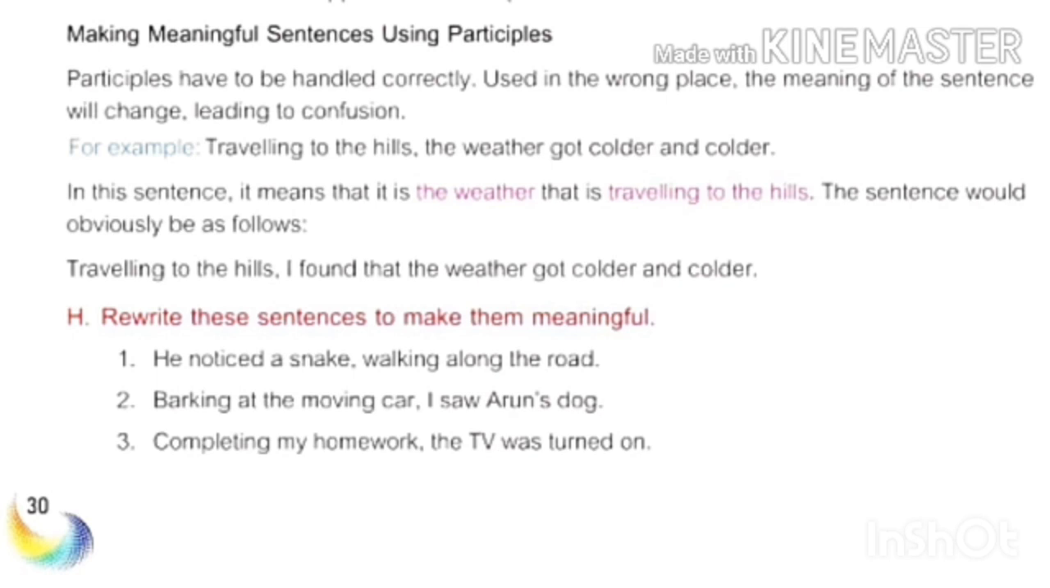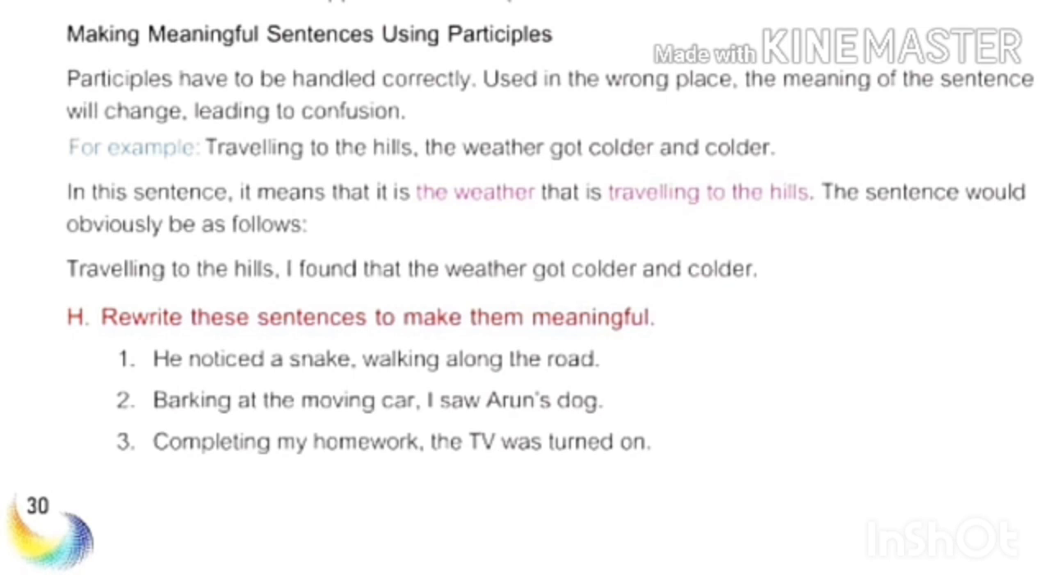Okay, so we have to be careful that the meaning should not be changed, and we can therefore say that traveling to the hills I found. We have to add this from our side. Why? Because otherwise the meaning would be changed. That's why we have added this much before the sentence. That traveling to the hills, I found that the weather got colder and colder. Okay. So now let us start with the exercise.